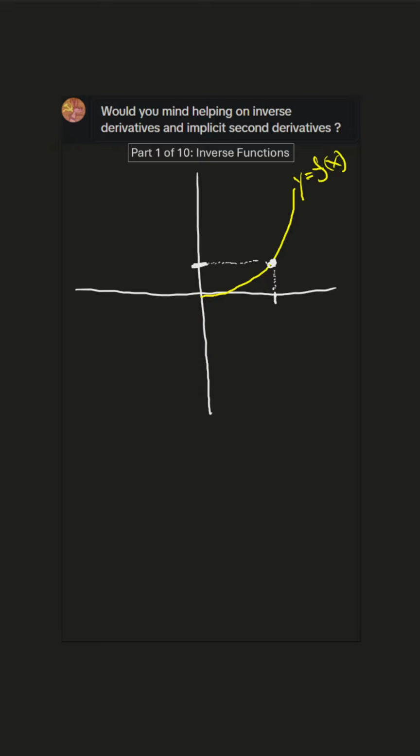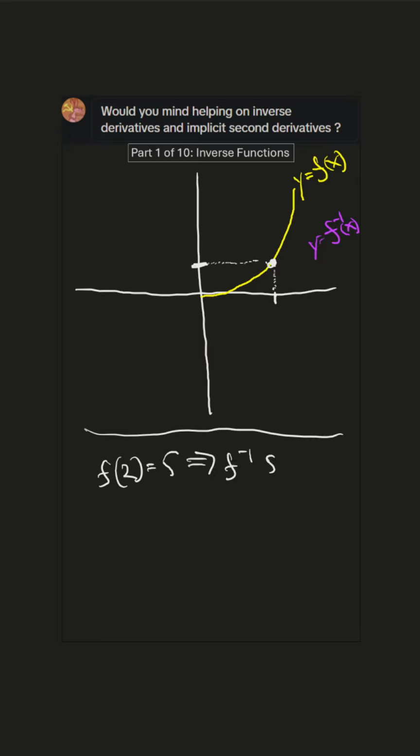Okay, so now imagine we want to find a rule that tells us for a given y value which x produced it. Well, the inverse function does exactly that. y equals f inverse of x. Let's look at an example. If f of 2 equals 5, then that implies f inverse of 5 equals 2. The inputs and the outputs get swapped.